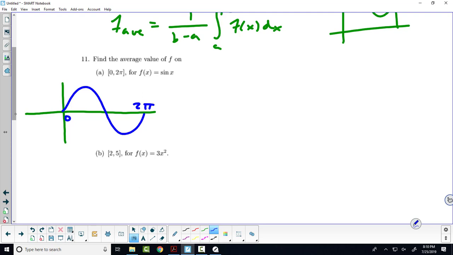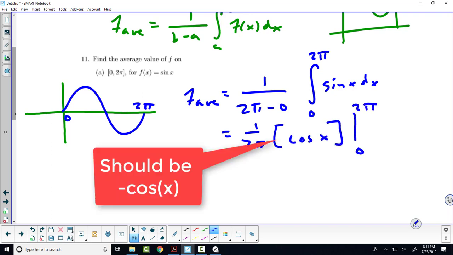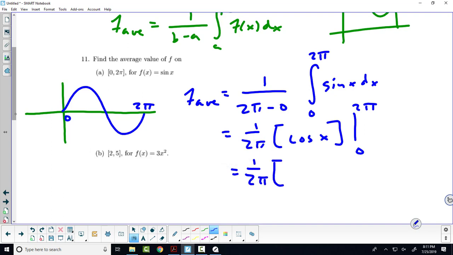So we would say that the average value of the function is 1 over 2 pi minus 0 times the area, which is the integral from 0 to 2 pi of sine of x dx, which gives us 1 over 2 pi times the cosine of x evaluated from 0 to 2 pi. That gives us 1 over 2 pi times cosine of 2 pi, which is 1, minus the cosine of 0, which is also 1, which is why we end up with 0. Not a very interesting result, but at least you've got an example of this expression.